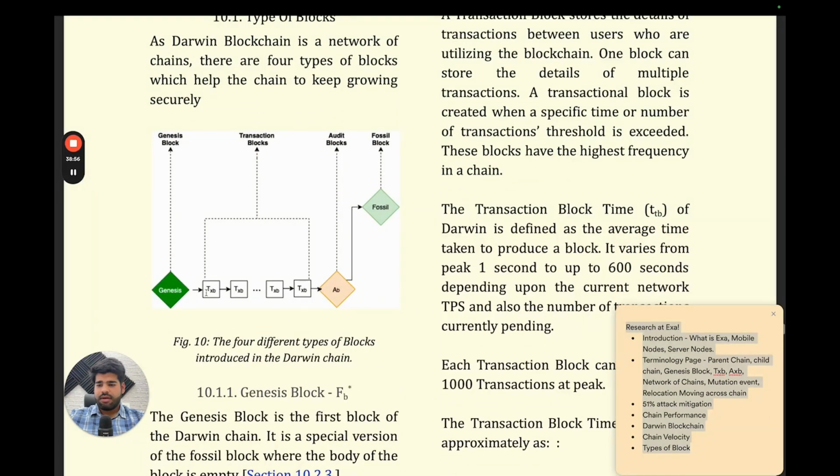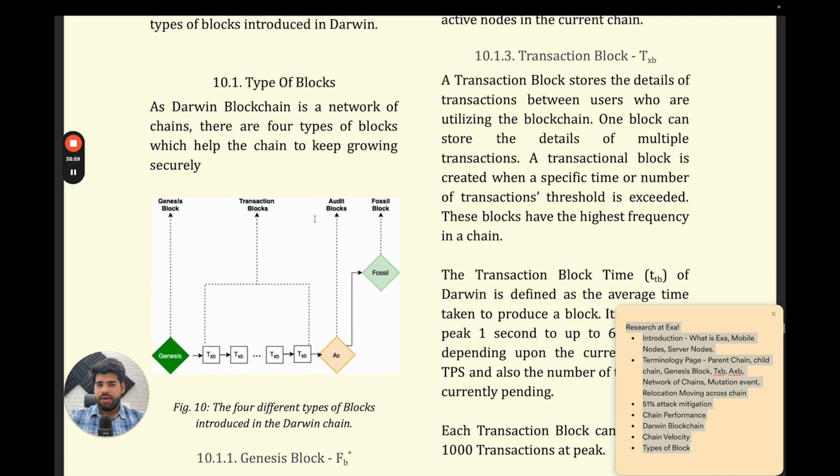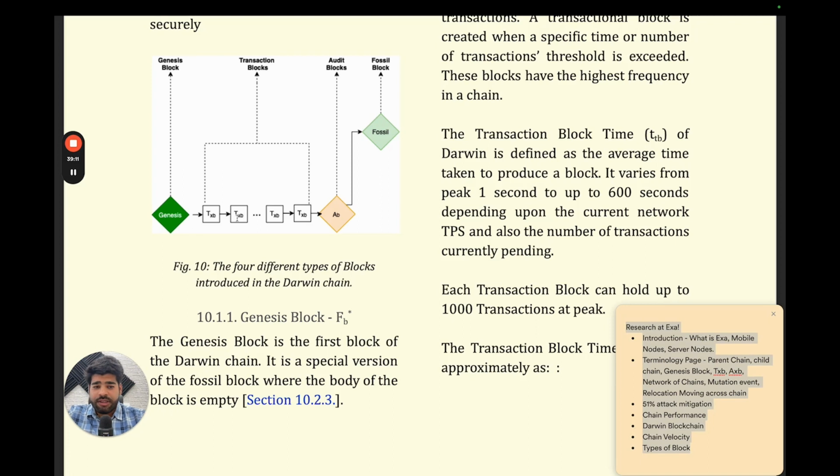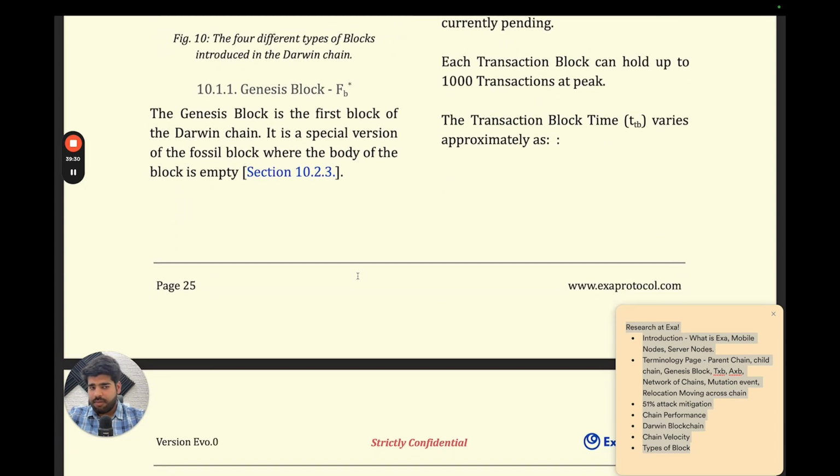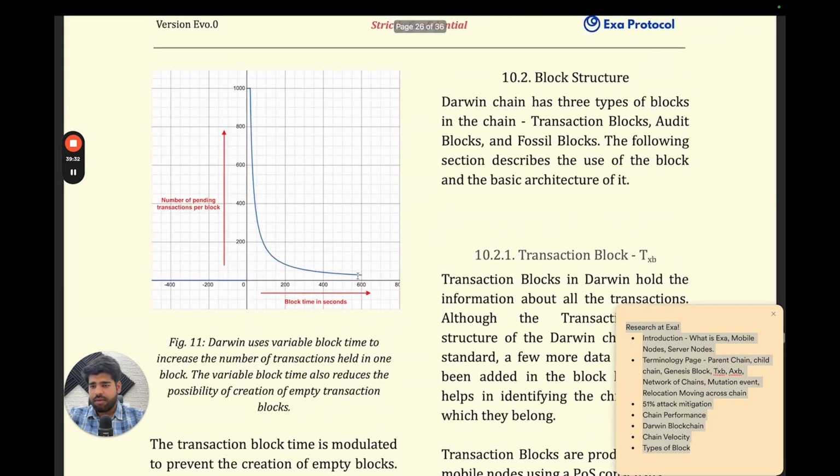The next is the transaction block. The transaction block stores the log of all the transactions, and they are bound by the mobile devices. Each transaction block can hold about 1,000 transactions at peak, and the block time for the transaction block varies from 1 second to 600 seconds, again depending upon the current network TPS and also the number of transactions currently pending. And the transaction block time varies according to mathematical functions which we haven't mentioned over here.